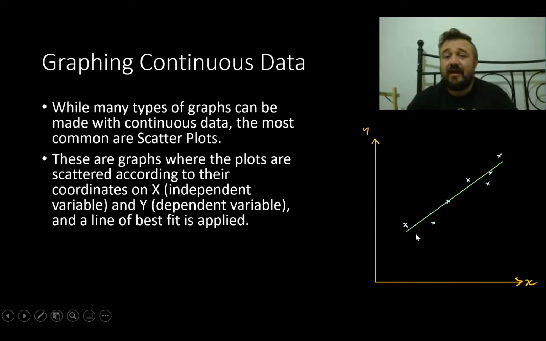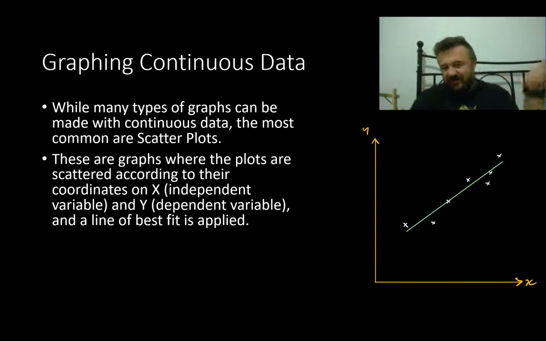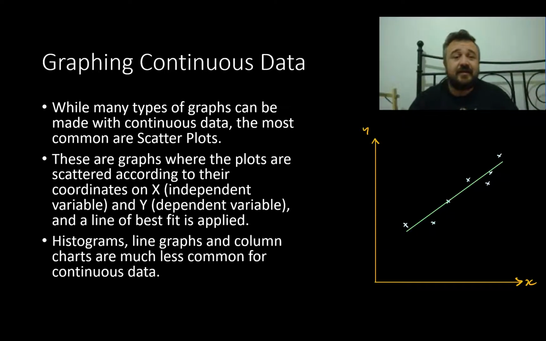So these are the graphs where plots are scattered according to the coordinates on the x, the independent variable, and on the y, which I said. And then we put a line of best fit, or a curve of best fit if that's the best. Histograms, line graphs, column charts, they're possible. In fact, they're completely doable, but they're just much less common with continuous data. We usually have to put arbitrary lines in the middle to split them up for column graphs and that sort of thing. So scatter plot's your best friend here.